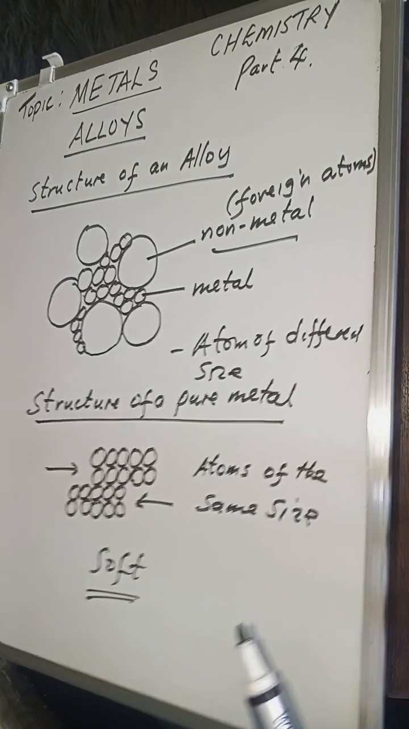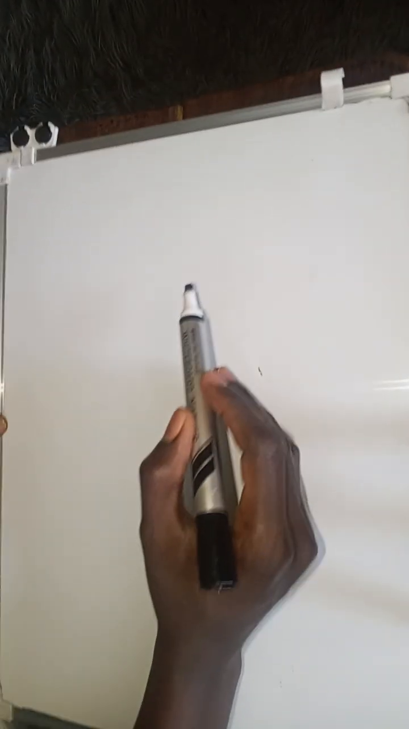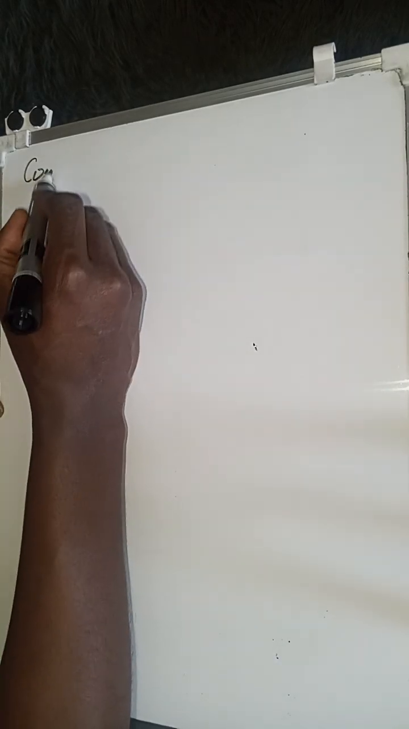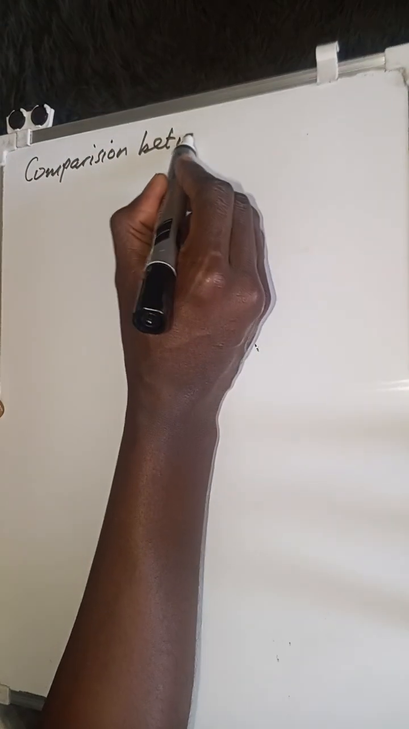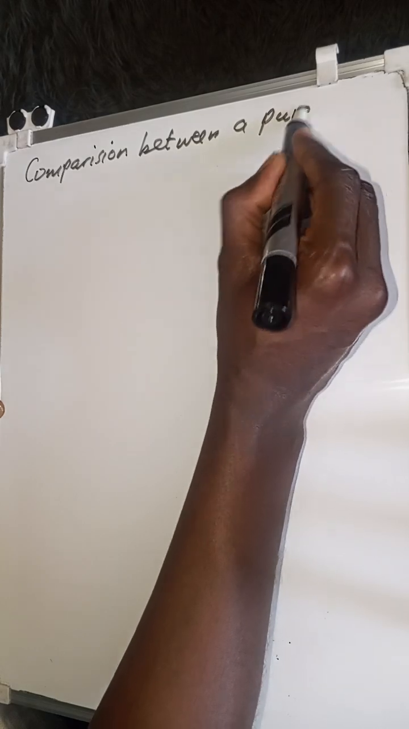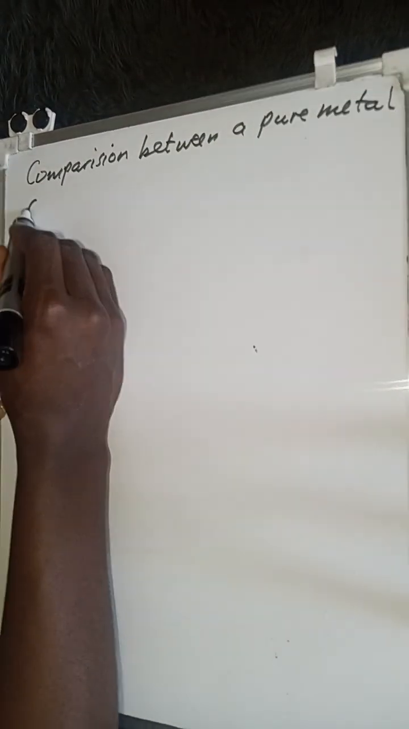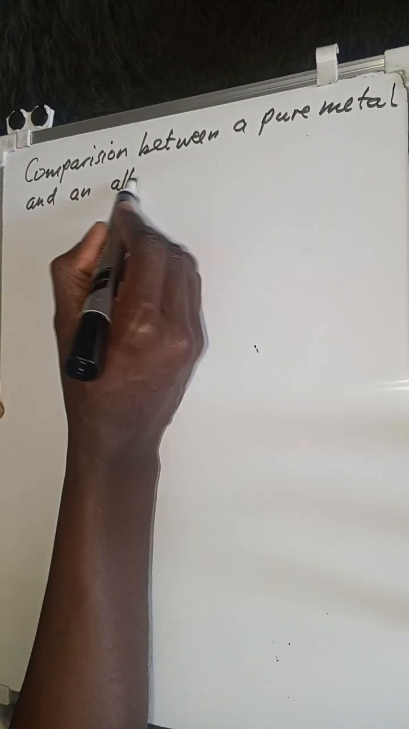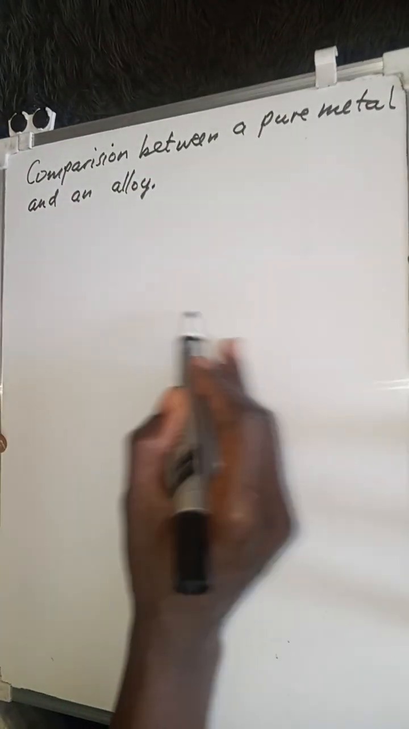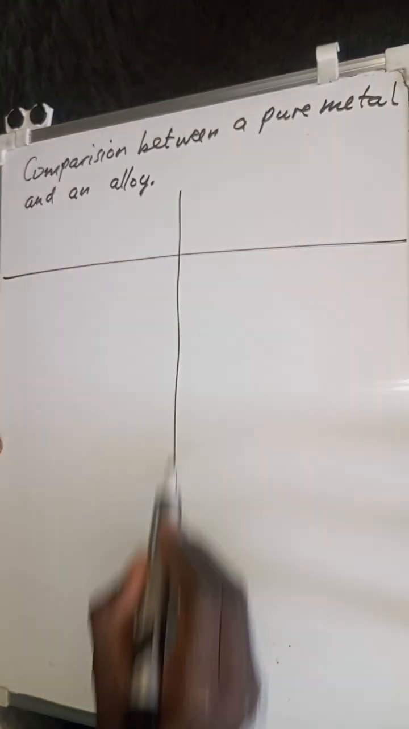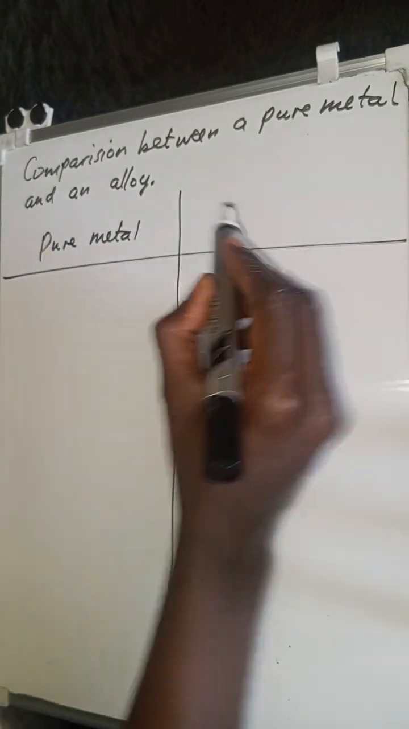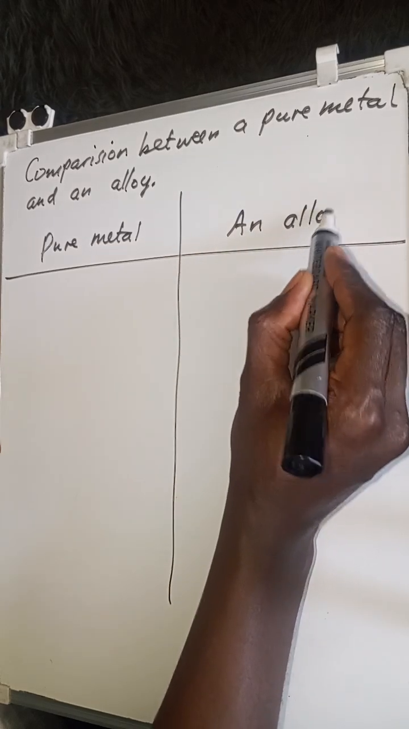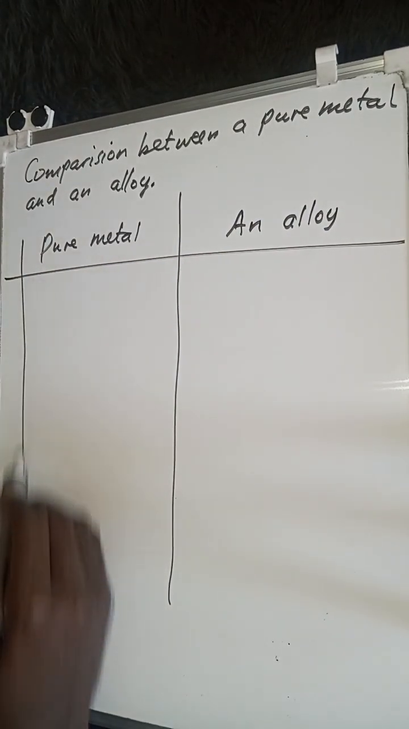So let's look at those differences between an alloy and a pure metal. We are just trying to make a comparison, or if you want, you can say differences. Comparison between a pure metal and an alloy. Sometimes in the exam when they ask what the differences are between a pure metal and an alloy, you can give these ones that I'm about to give you. This side I'm going to say a pure metal, and this side an alloy.